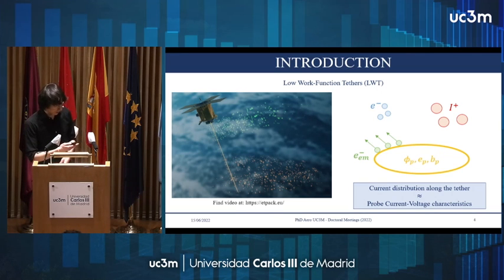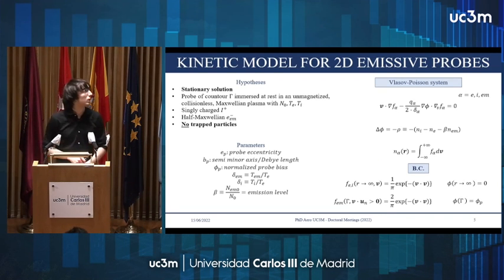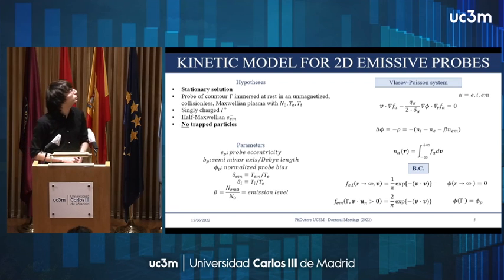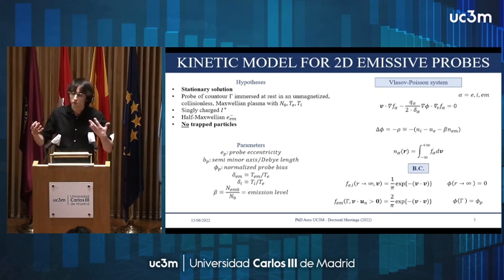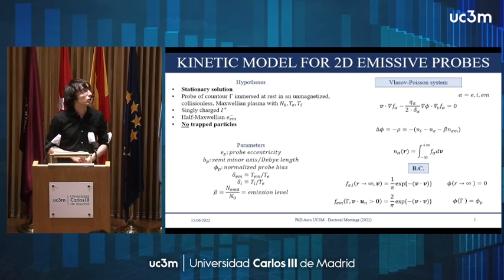Now, so far, in order to do that, we have developed a two-dimensional kinetic model for emissive probes, in which we have our probe immersed in an unmagnetized collisionless Maxwellian plasma. And so far we have considered only stationary conditions. Therefore, with this set of hypotheses, we are not able to take into account and to measure the impact of the trapped particle population on the sheath that develops around our probe.